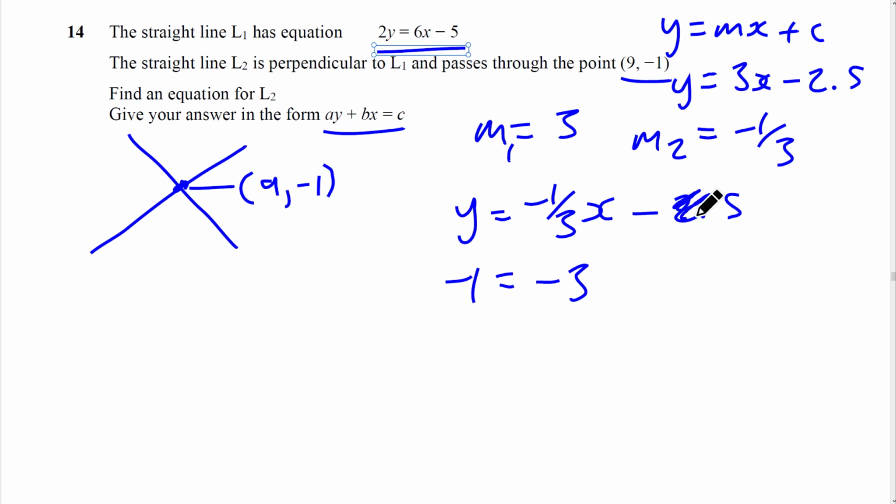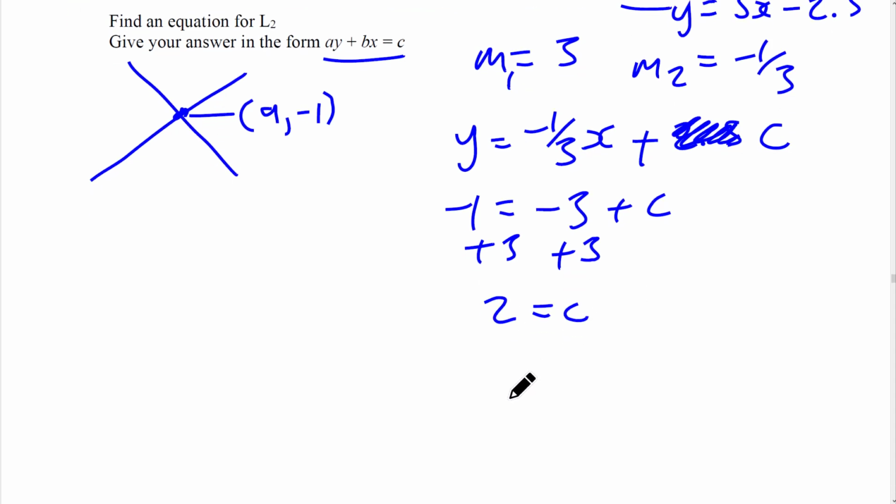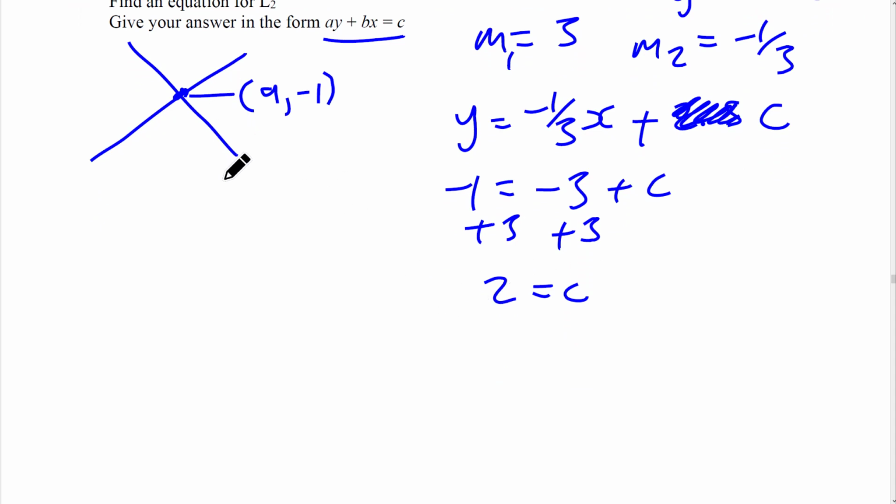And that's not minus 2.5, that is plus c. Okay, because that's the new line. So that's minus 3 plus c. So we're going to plus 3 on both sides. And we're going to get c equals 2. So this line here, L2, is going to be y equals minus a third x plus 2.